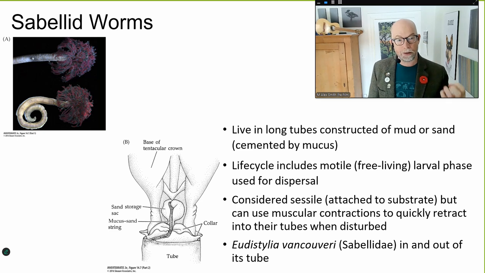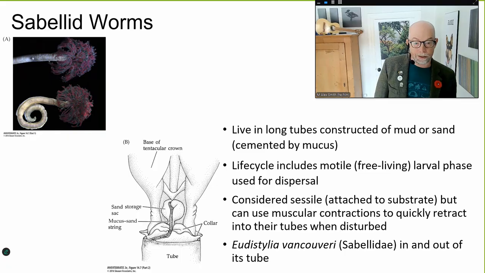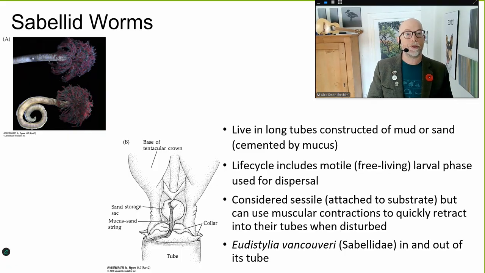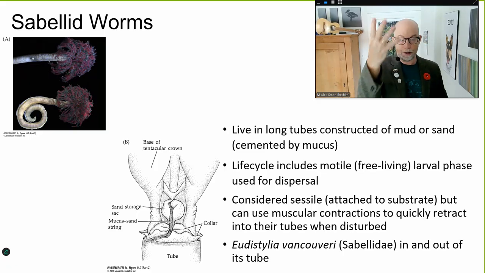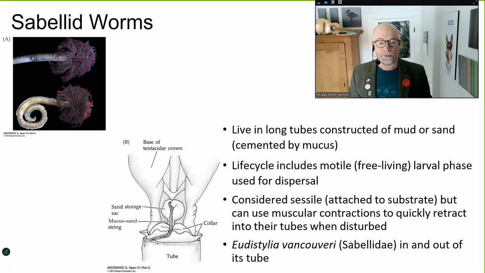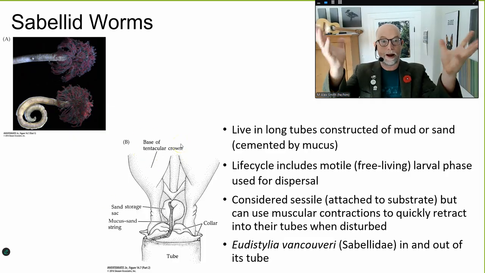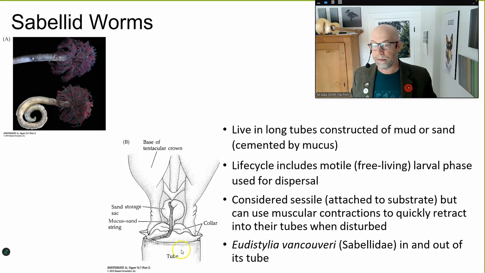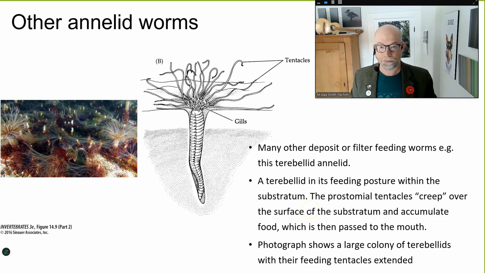But they can use muscular contractions to quickly retract into their tube. So there is some mobility, in the same way that there is with a coral polyp, which can also retract, or a bryozoan, which can retract into its tube. Here is one example, in and out, and here's the base. At the base of this tentacular crown, this feeding array, we see a mucus string that feeds into a mouth.